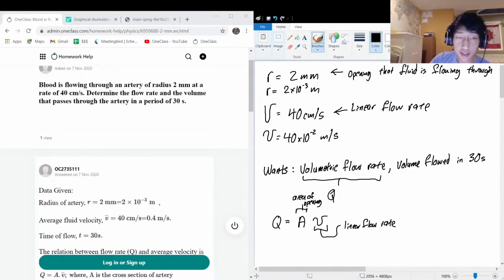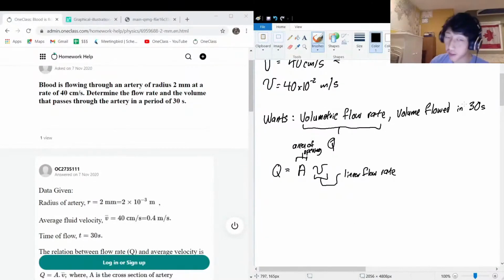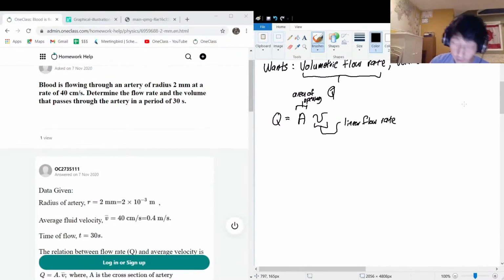Now, it says it has a radius of 2 millimeters, so we can only really assume that it's going to be perfectly circular, because otherwise it would be impossible to calculate the area without additional information. So it has to be a circle if we're only given the radius. So the area of a circle is pi r squared, multiplied by the linear flow rate.